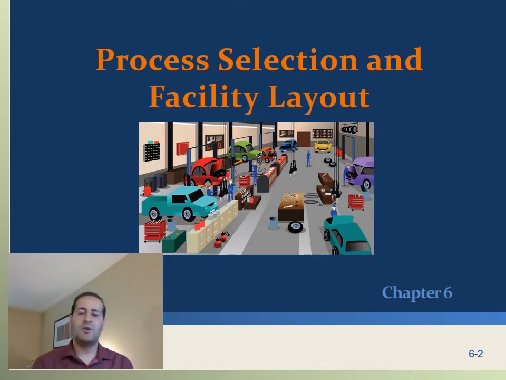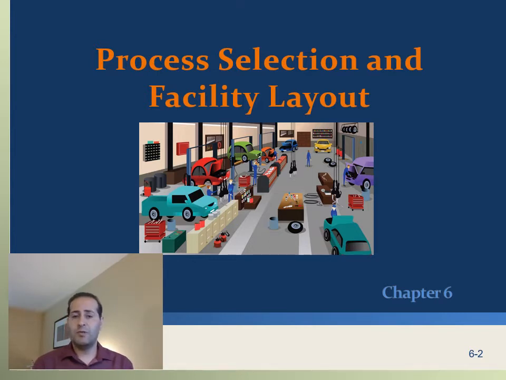This chapter is about process selection and facility layout. In this chapter, you will learn that there are different types of processes and different types of facility layouts with different characteristics that organizations need to determine, pick, and select which one to consider based on their characteristics, their conditions, their goals, and the product and process design that they have to optimize their goal.